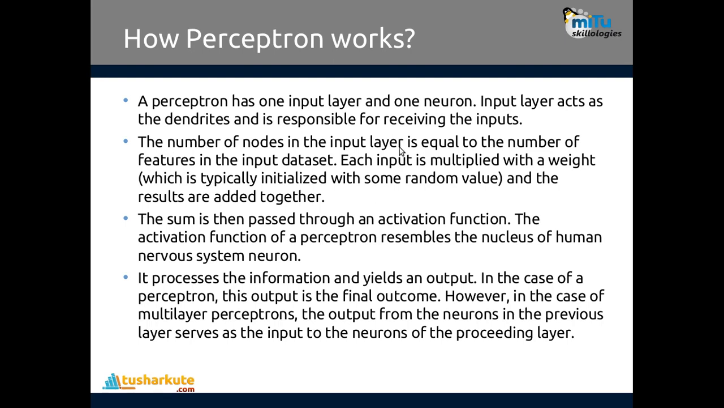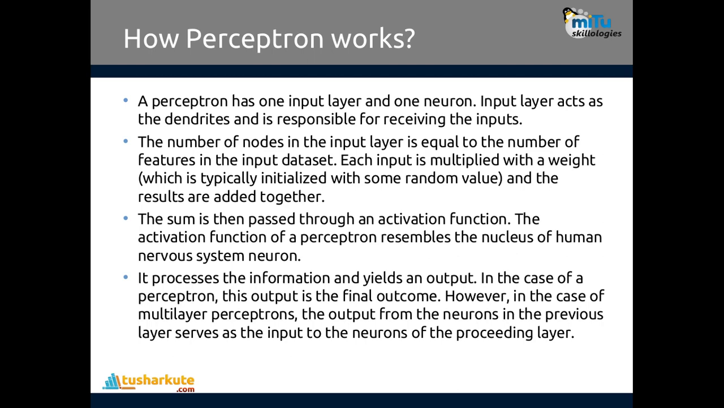Each input is multiplied with a weight, which is typically initialized with some random value, and the results are added together by summation. Fine. The sum is then passed through an activation function. The activation function of the perceptron resembles the nucleus of the human nervous system. The human nervous system has an activation function, and based on that, you extract the information and pass it to the next layer.